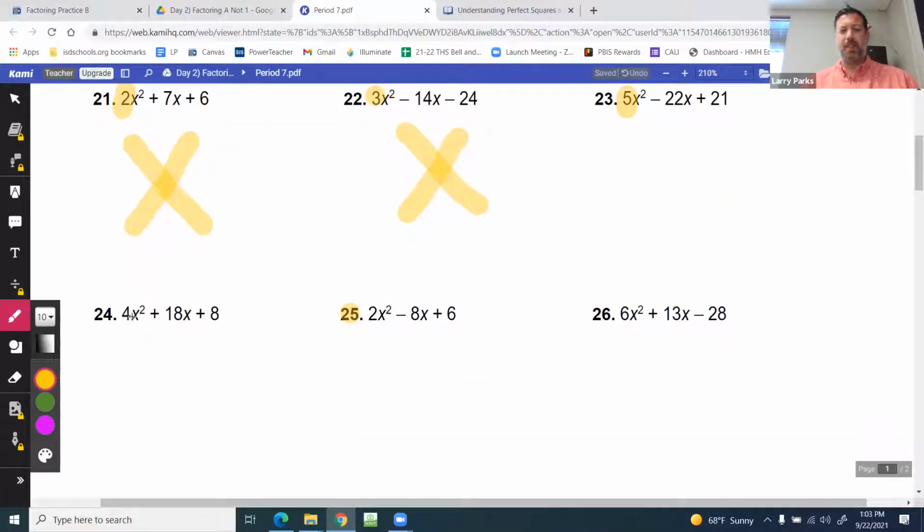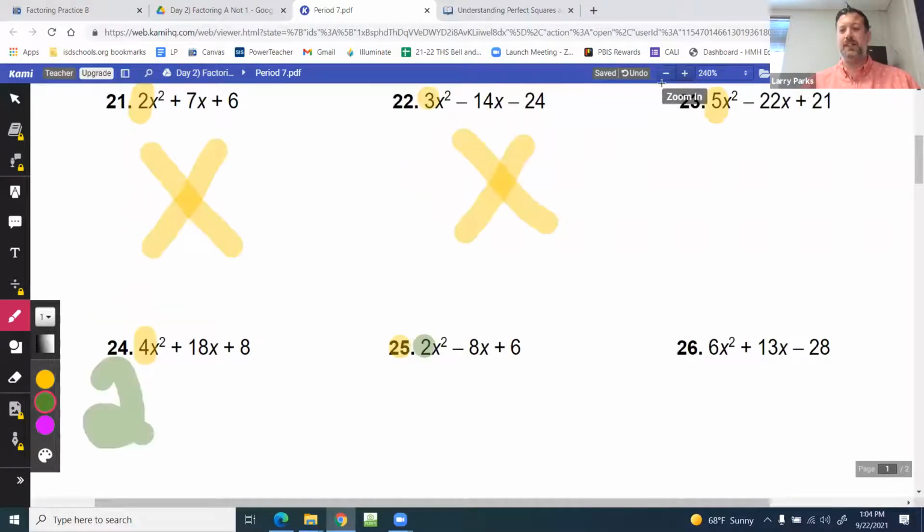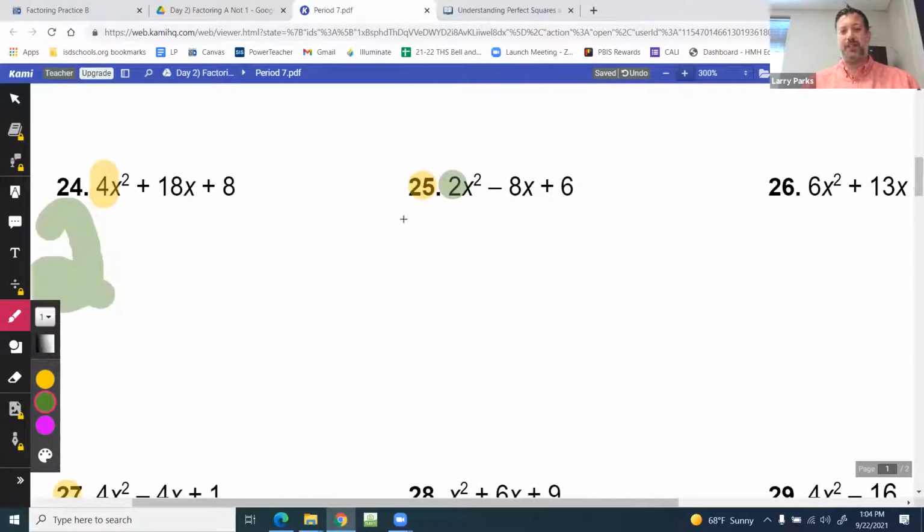Here, A is not 1, but there is a GCF. Looking at that, the biggest number would be 2. So you would factor out a 2 first, and then see what you get. But what I want to start at is number 25. And I see I have 1, 2, 3 terms, but this number is not a 1. But you may notice that this has a GCF of 2. So I'm going to go ahead and factor out a 2.